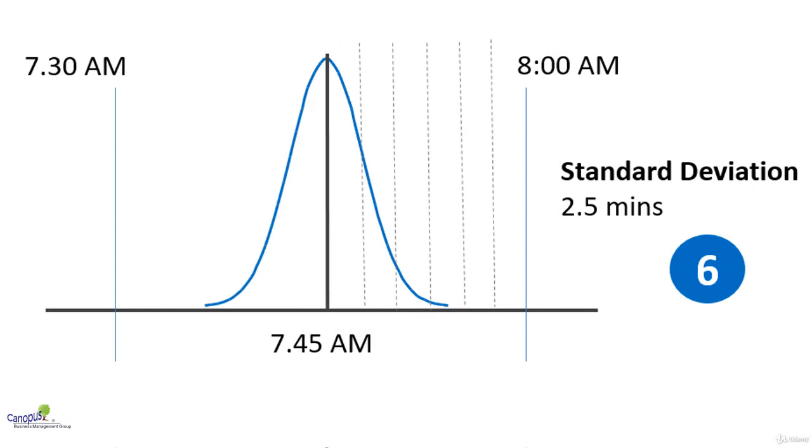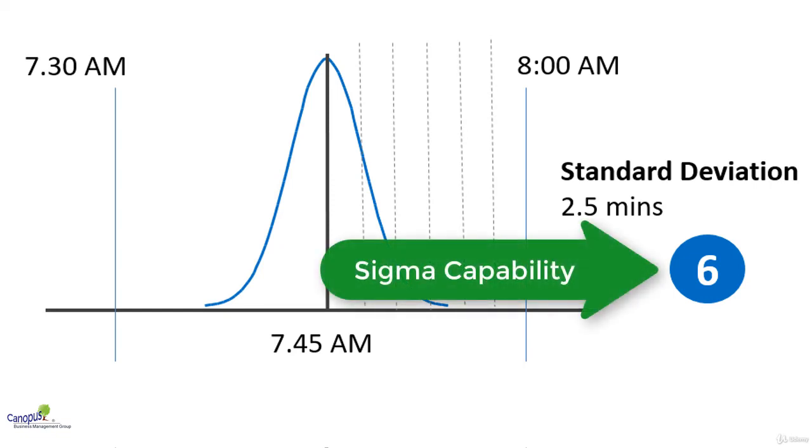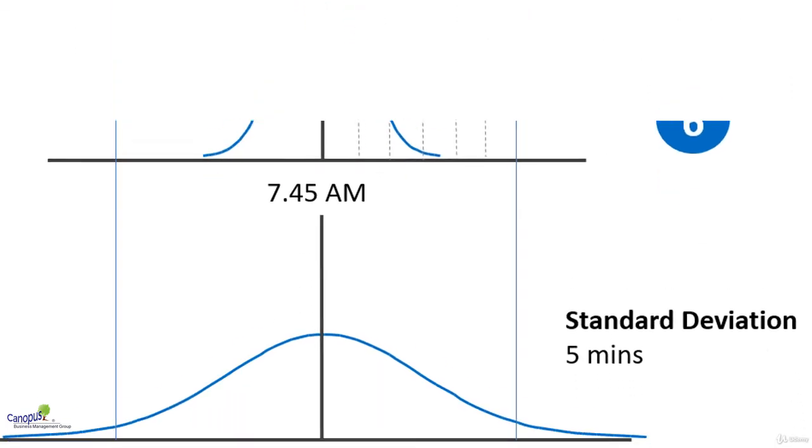Similarly, I will be able to pack 6 standard deviations on the lower side as well. That is between 7:30 and 7:45. This is what we call 6 sigma. If I am able to pack 6 standard deviations between what the customer wants and my center, that is called a 6 sigma process. This 6 here is called sigma capability. While sigma itself is standard deviation, the number 6 that you see is nothing but the sigma capability of the process.